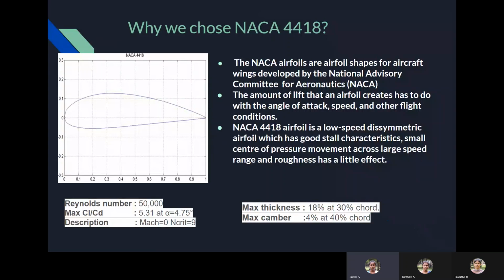Why we choose NACA 4418? The NACA airfoils are airfoil shapes for aircraft wings developed by the National Advisory Committee for Aeronautics, NACA. The amount of lift that an airfoil creates has to do with the angle of attack, speed, and other flight conditions. NACA 4418 airfoil is a low-speed asymmetric airfoil which has good stall characteristics, small center of pressure movement across a large speed range, and roughness has little effect. We have shown the Reynolds number of 50,000, maximum CL/CD 5.31, Mach equal to 0, N-crit equal to 9, maximum thickness of 18%, and maximum camber of 4%.